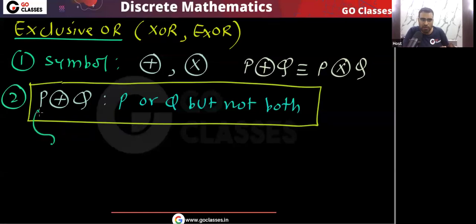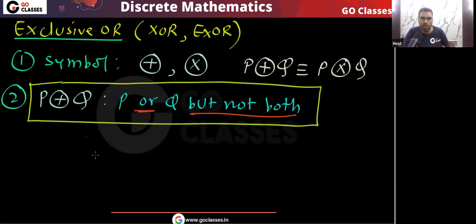Remember, when I say P XOR Q, that means this is true when either P is true or Q is true, but not both. If both are true, then this will be false. Okay, so this is the idea. I hope this point is clear. In English, we read it like this: P or Q, but not both. So this is your P XOR Q.